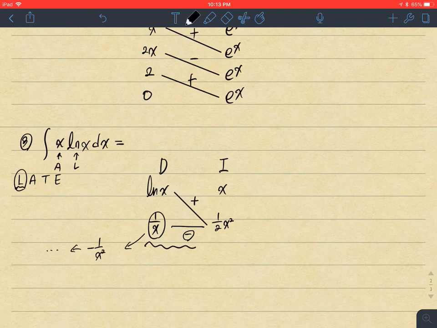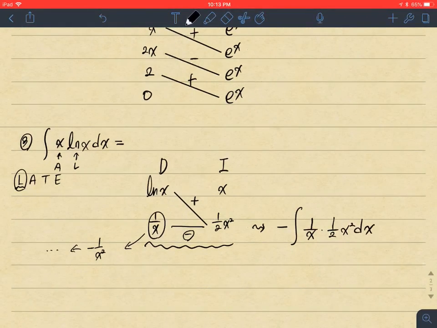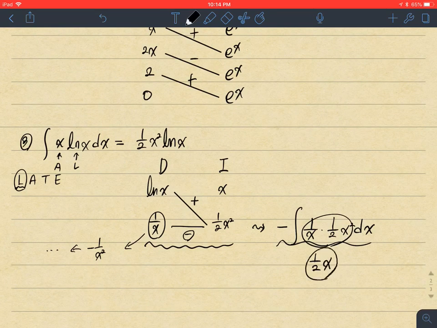And so since you haven't finished the process, this becomes minus antiderivative of x, 1 over x times 1 over 2x squared dx. So that's it. This becomes 1 over 2x squared log x. What is this one? It becomes 1 over 2x, and it's simple, right? Minus 1 over 4x squared plus constant.